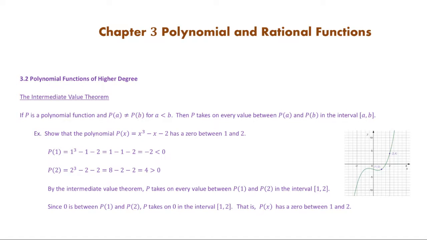Then it says the polynomial p takes on every value between p(a) and p(b) in the interval from a to b. Okay, because any polynomial is continuous. So if you draw the graph, it's a continuous curve. Then when you draw the curve between a and b for this polynomial, it takes all the values from p(a) to p(b). Okay, because it's continuous. So I guess we're going to do one example so that you understand what this theorem means.